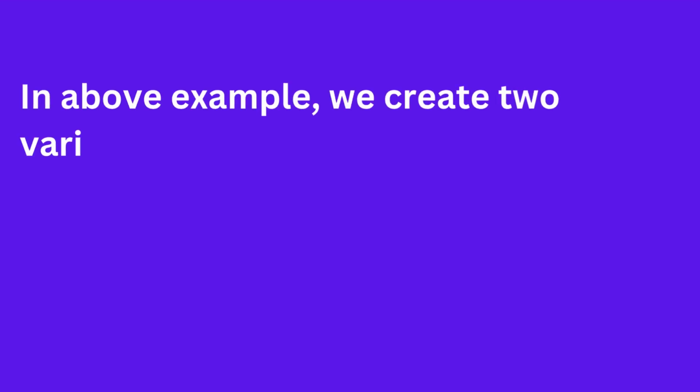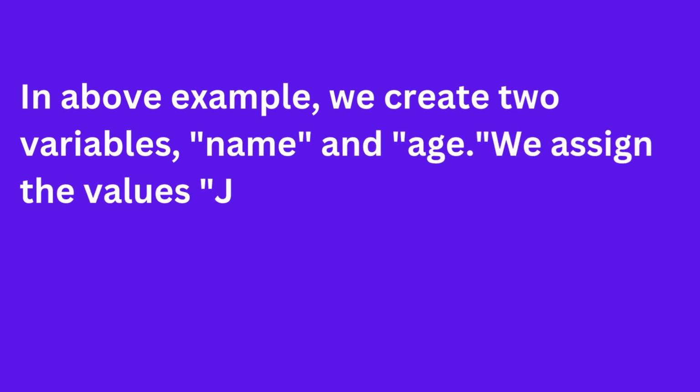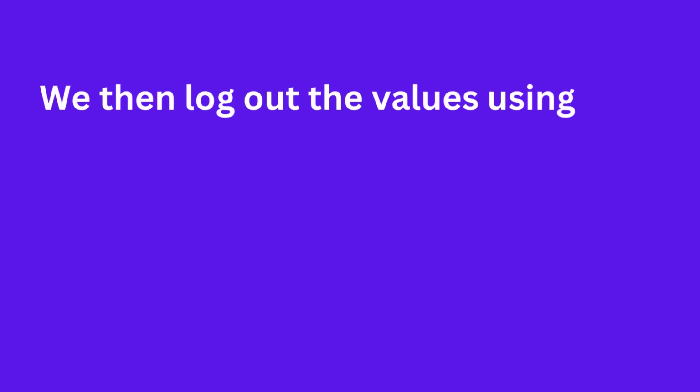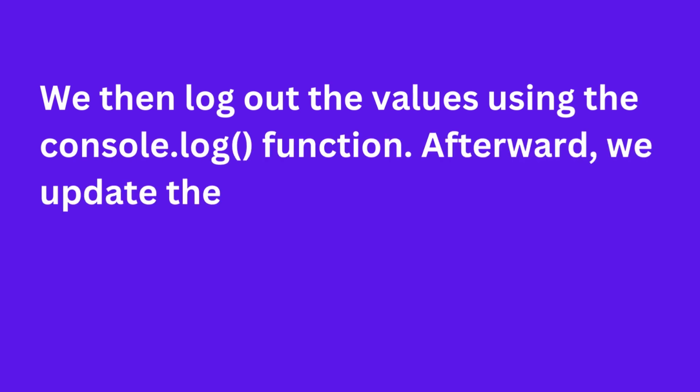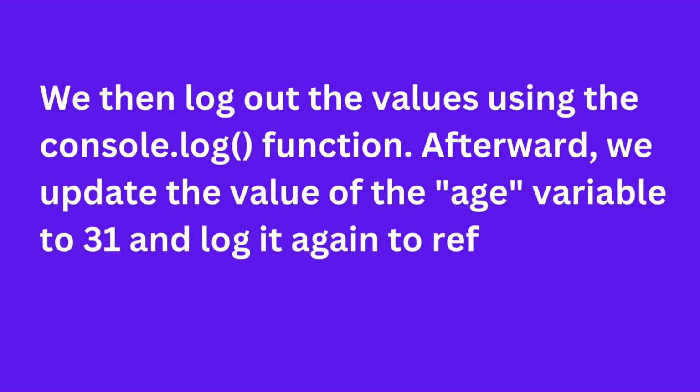In the above example, we create two variables, name and age. We assign the values John and 30 to them, respectively. We then log out the values using the console.log function. Afterward, we update the value of the age variable to 31 and log it again to reflect the change.